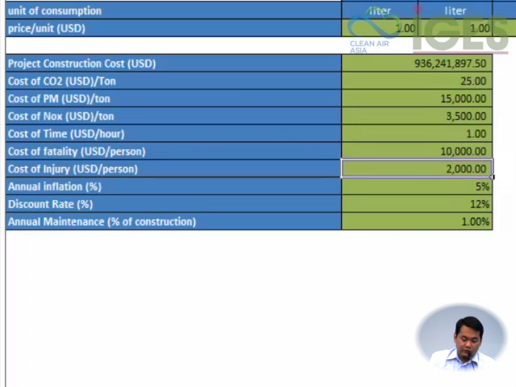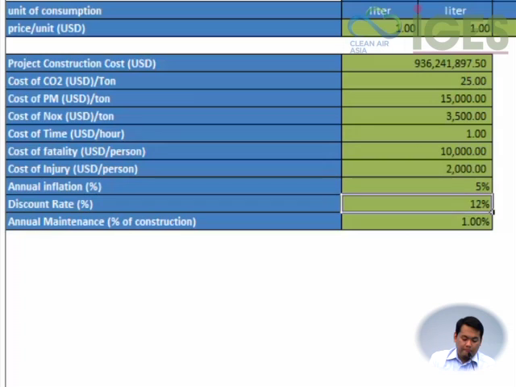Same thing with the cost of fatality and the cost of injury, which would have to be taken into account. Discount rates and annual inflation rates are also taken here. And we're also taking into account the annual maintenance costs as a percentage of the construction. So this 1% is taken from a couple of projects that we've applied the TEEMP model with, and it's normally around that number.